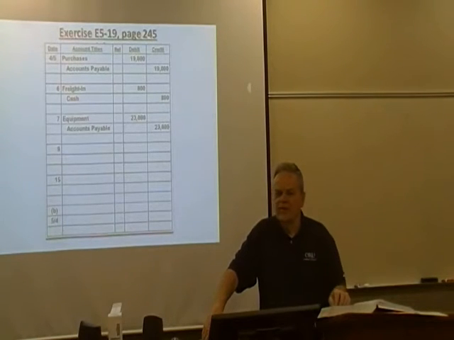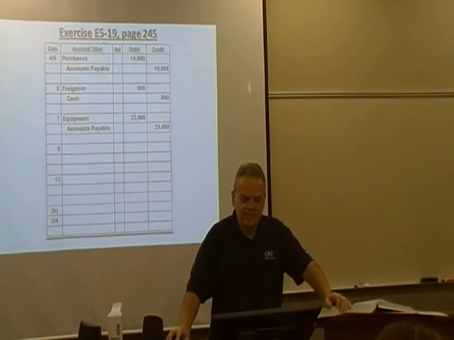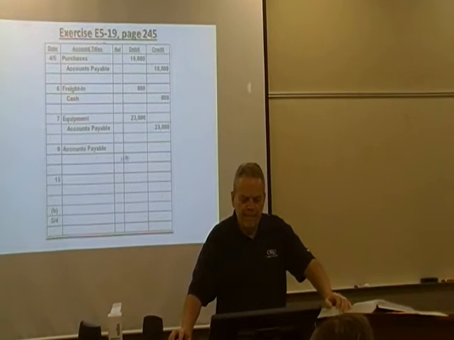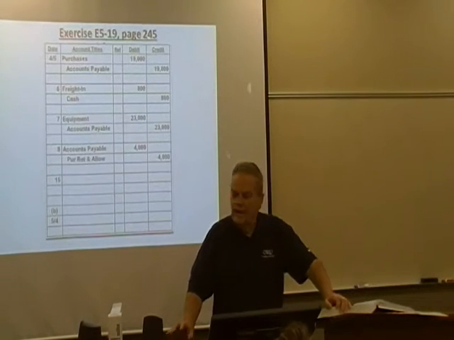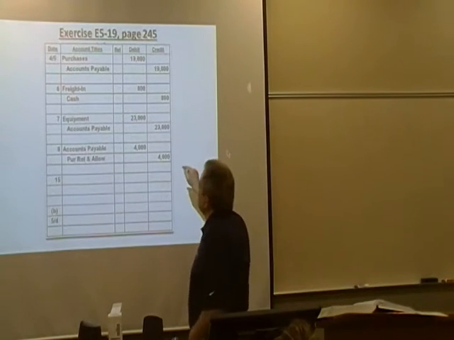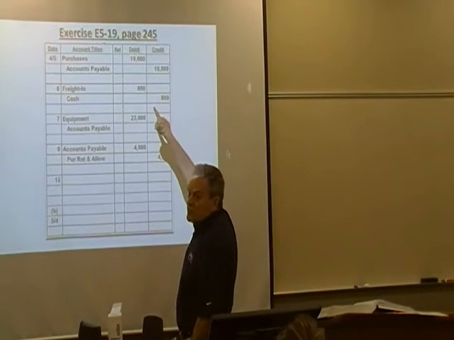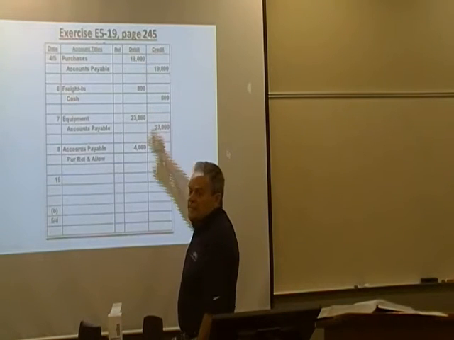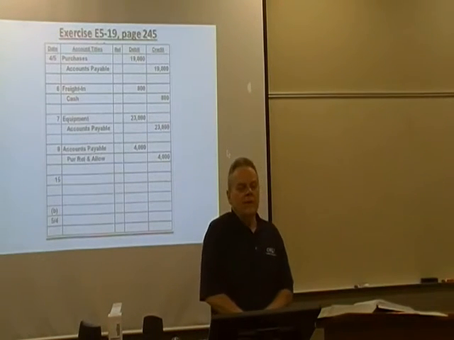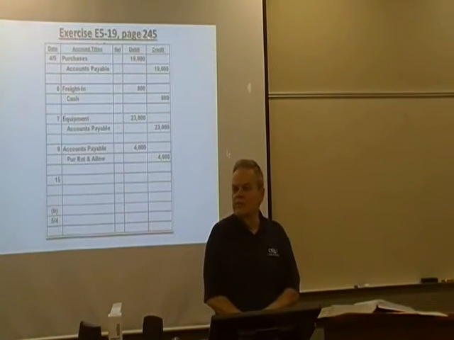Yes? Say your entry again. Debit accounts payable $4,000, and then credit purchase returns and allowances. Debit accounts payable, credit purchase returns and allowances is the opposite of the first entry on the screen, isn't it, Mary? Yes. Isn't it, class? Yes. Hey, Mary, what kind of an account is purchases, returns, and allowances?